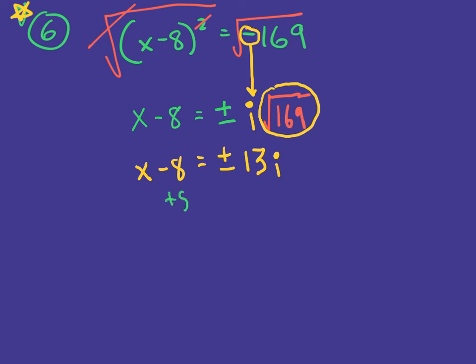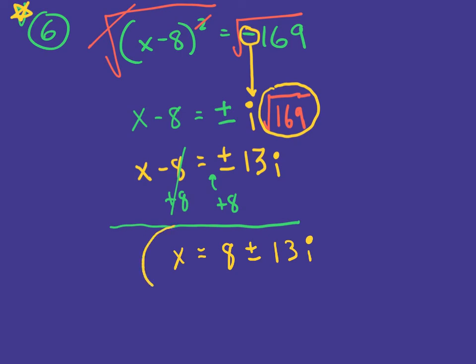And then get the x by itself. Add 8. Remember to put that in front of the plus minus. So we ultimately get x equals 8 plus or minus 13i. And again, don't put the 8 and 13 together. They're not like terms. One has an i and one doesn't have a variable.